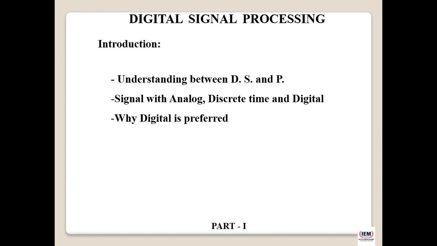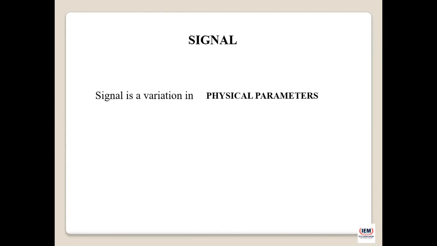That's the reason we discussed in the last class the understanding of D, S and P, then signal with analog, discrete time, and digital signal, whatever we actually work with in this subject. You already know the answer to why digital is preferred. Based on that, if we consider the definition we discussed in the last class, a signal is a variation of physical parameters.